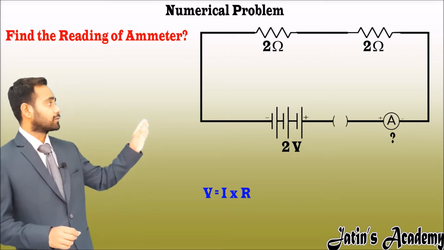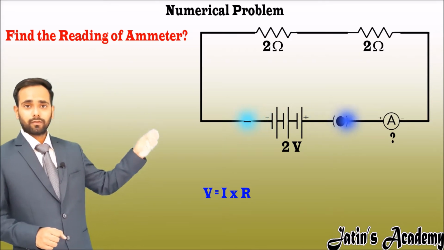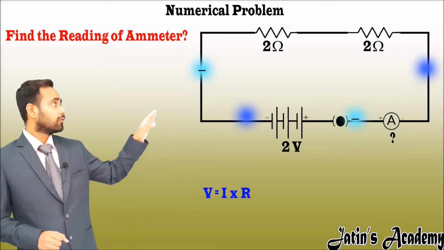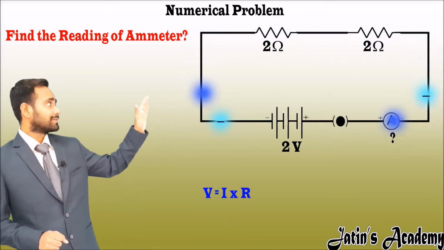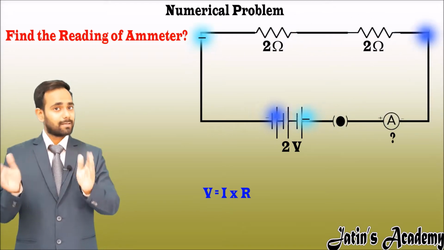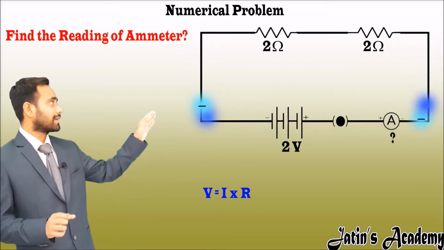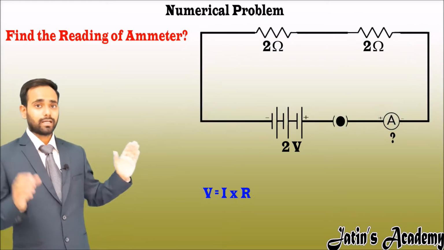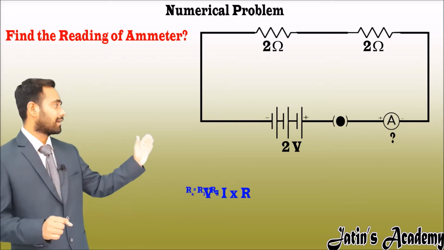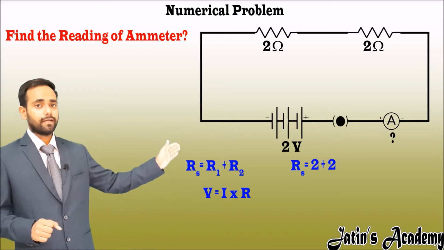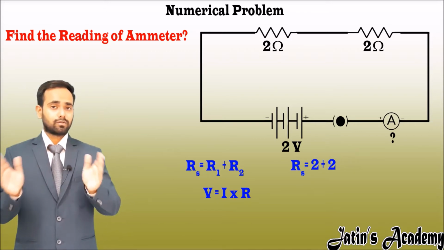Now here electrons are moving from negative to positive and current is moving from positive to negative. The same current is moving in each resistance, so this is a case of series. For series we have the equivalent resistance formula, Rs = R1 + R2, meaning 2 + 2, we get equivalent resistance equal to 4 ohm.